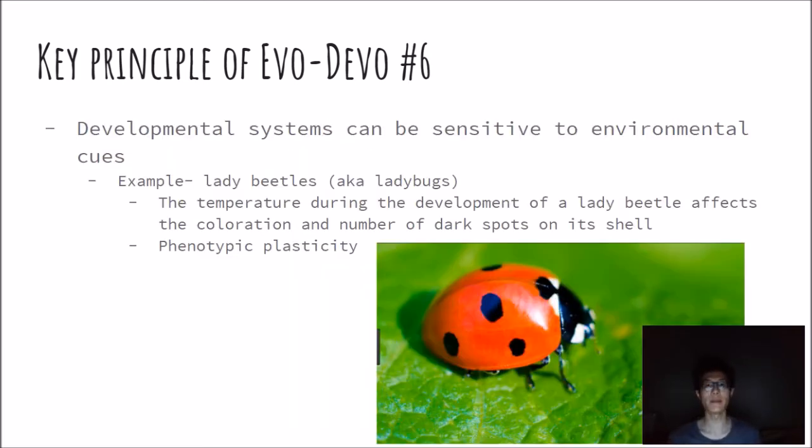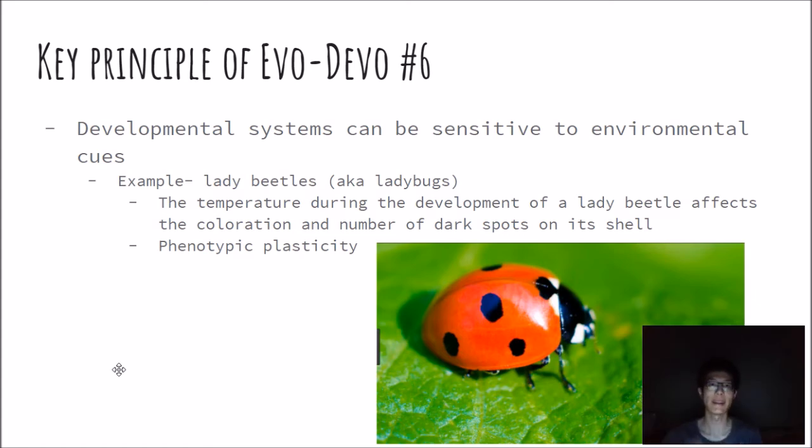So ultimately, developmental systems can be very sensitive to environmental cues. And this, of course, falls under the key principle of Evo Devo number 6. And one example is the lady beetles, aka ladybugs, these little insects over here. And the ladybugs are really interesting because the temperature during the development of a ladybug or lady beetle affects the coloration and the number of dark spots on its shell.